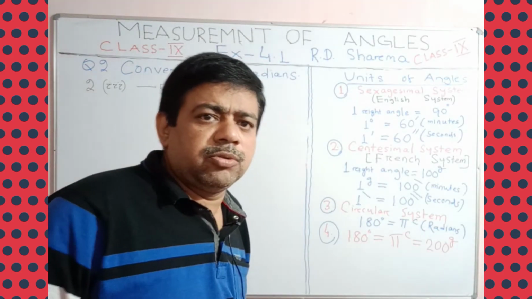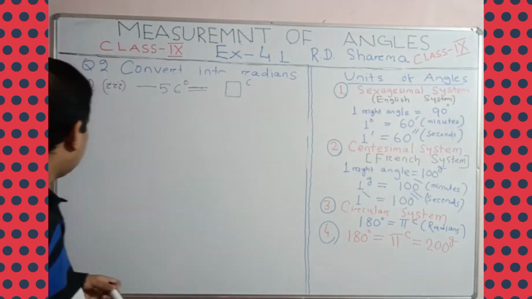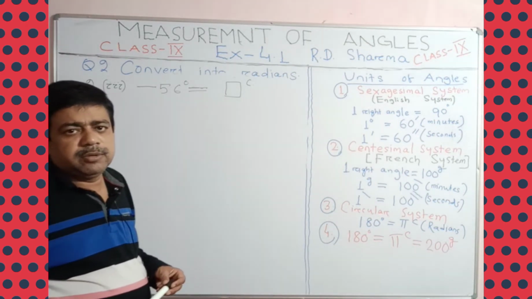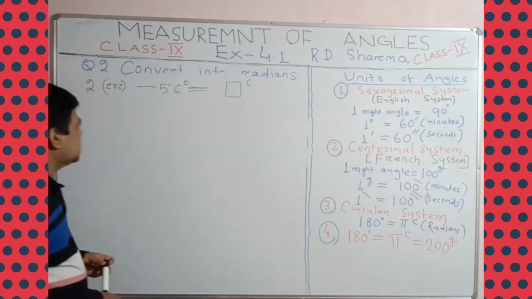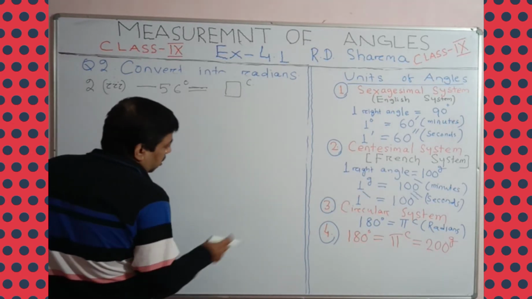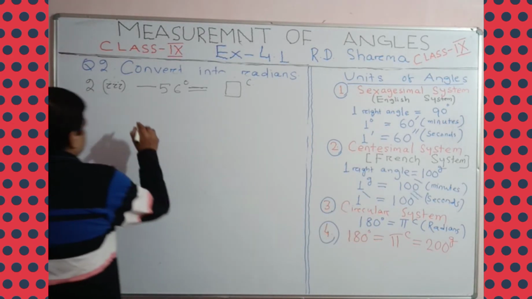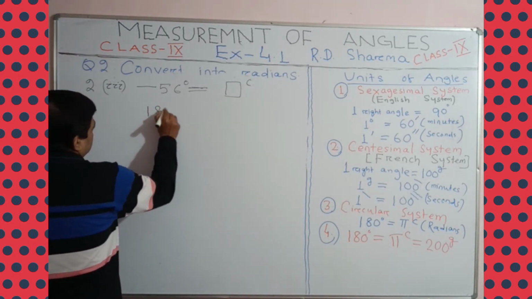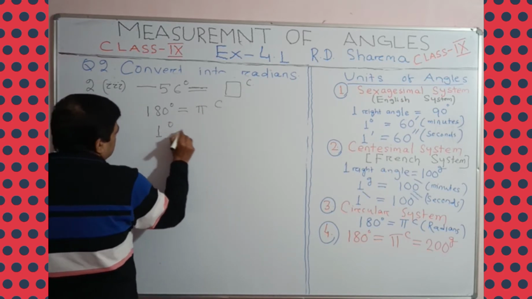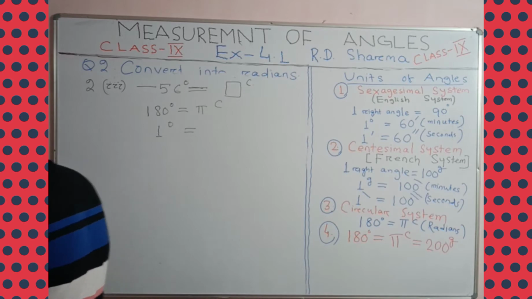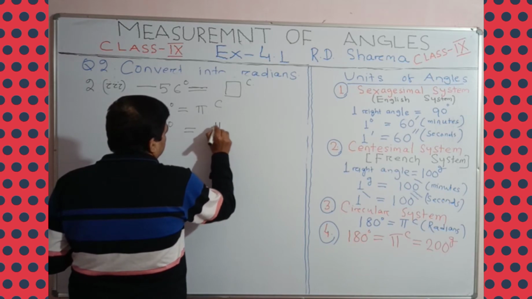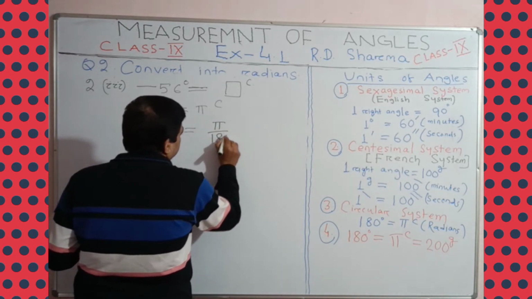Next, question number 2, third bit. Question number 2, third bit is minus 56 degree. We are converting it into radian. Minus 56 degree is equal to how much radian? Similarly, using the concept 180 degree is equal to pi radian, 1 degree is equal to how much? Pi upon 180 radian. Yes or no?